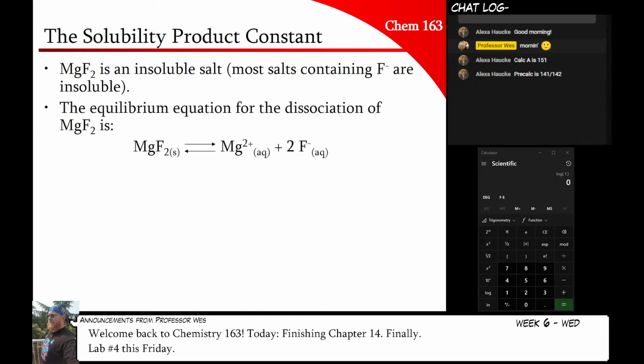So let's look at magnesium fluoride and let's write its KSP equation. So here's the reaction. If I wanted to write KSP for this, I would write magnesium and then fluoride. And I got this 2. What do we do with 2s? You do that.